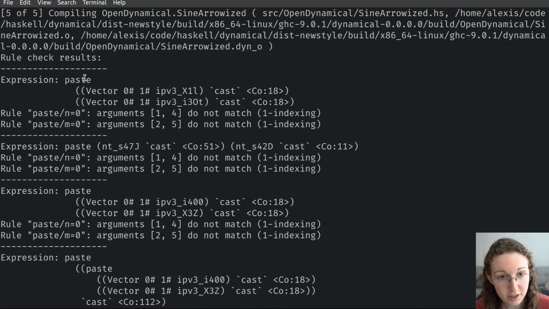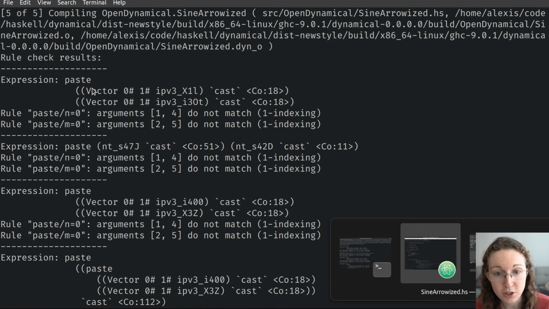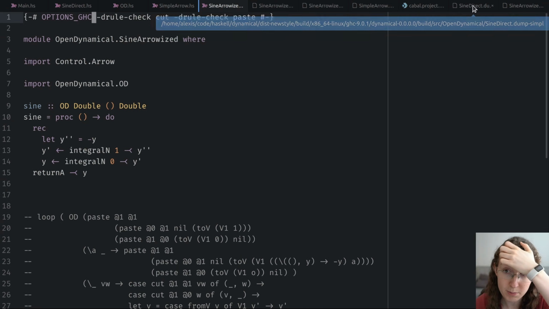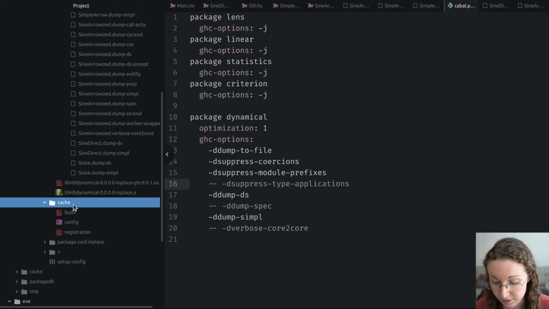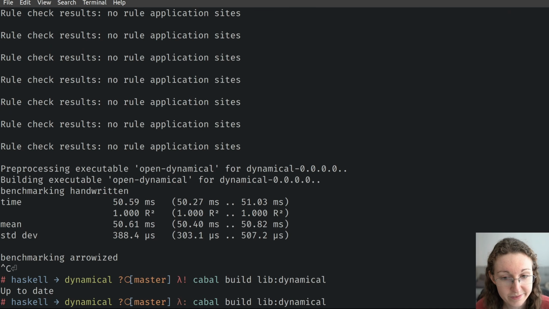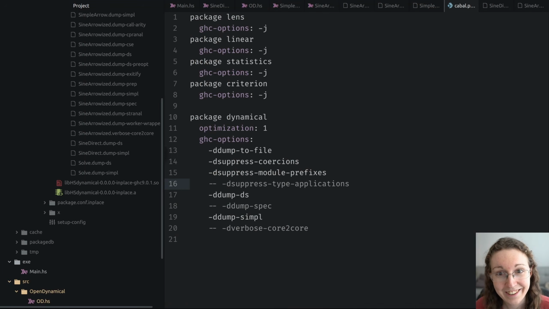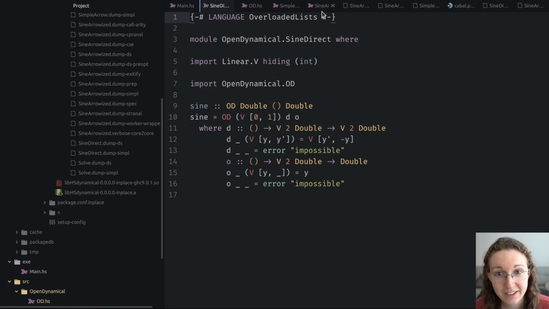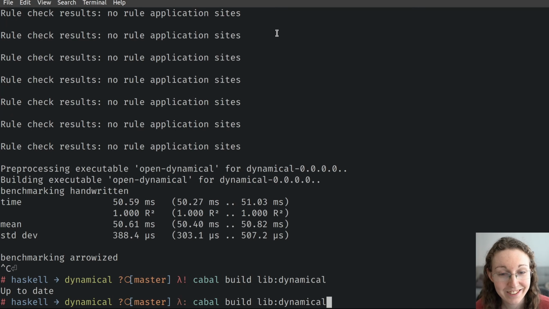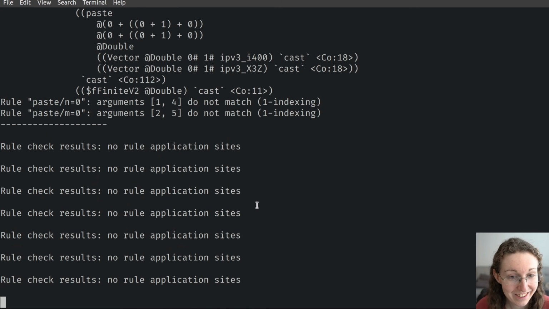Now, this is a little bit hard to see because we've suppressed the type applications here, so we're not actually seeing what those type arguments are. So let's disable suppress type applications and get Cabal to reconfigure things. And then I guess I also need to make a silly change to this module so that things will get recompiled. But there we go.